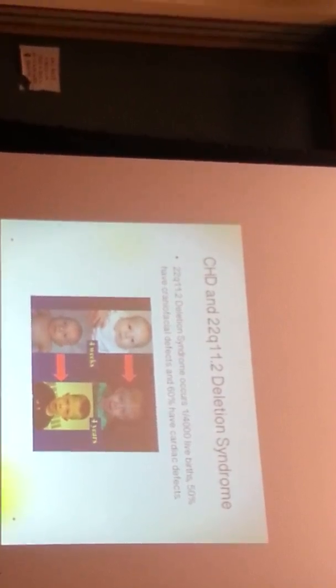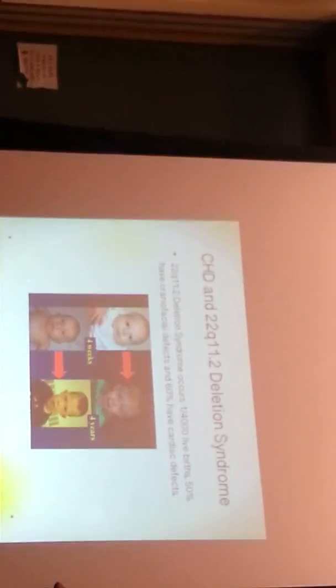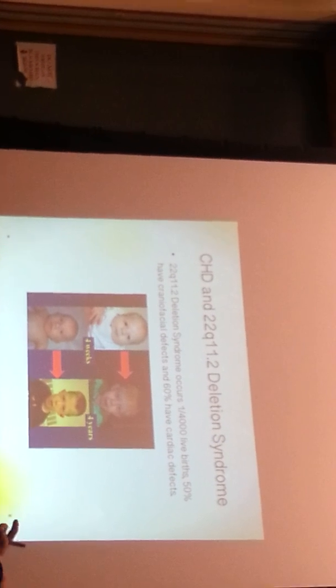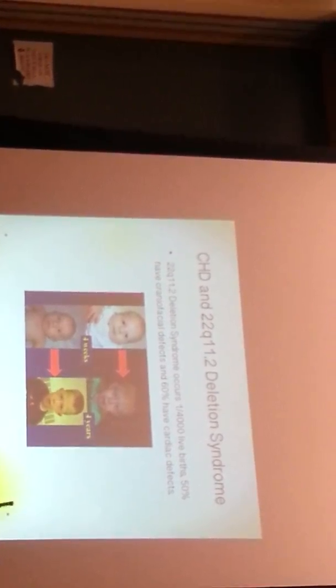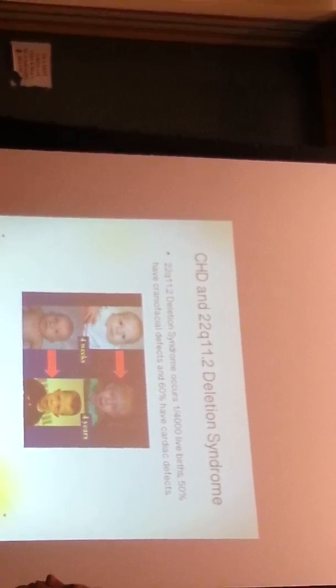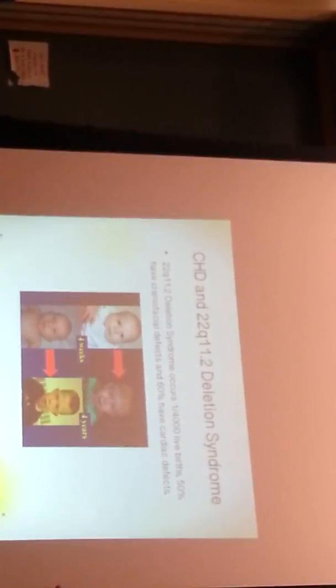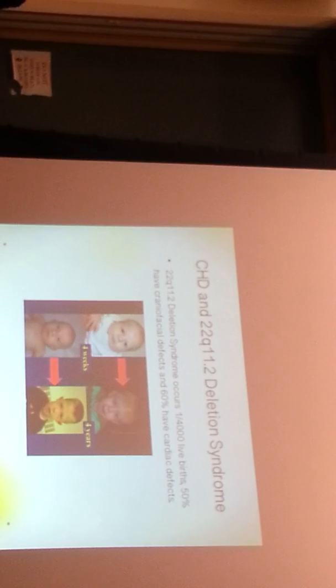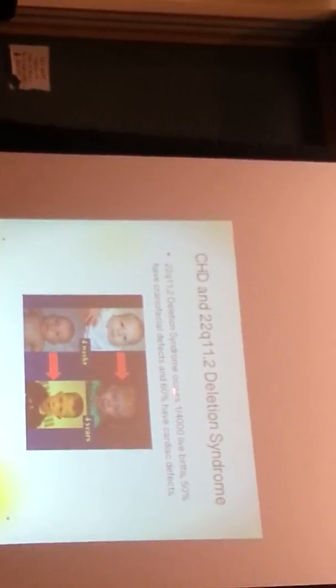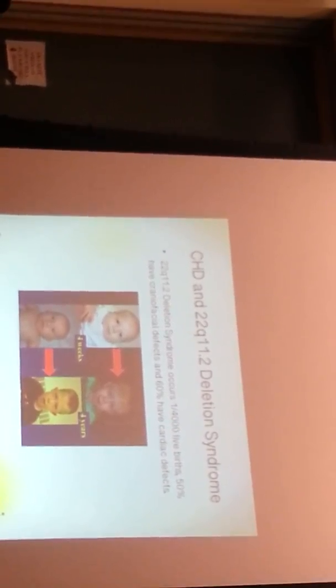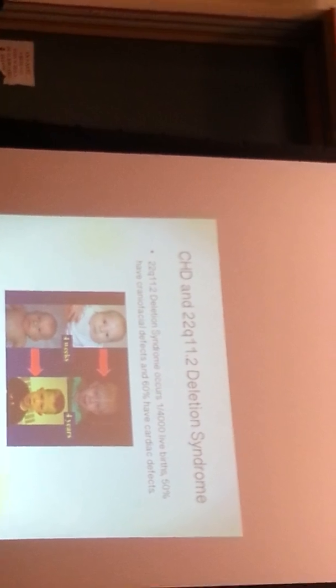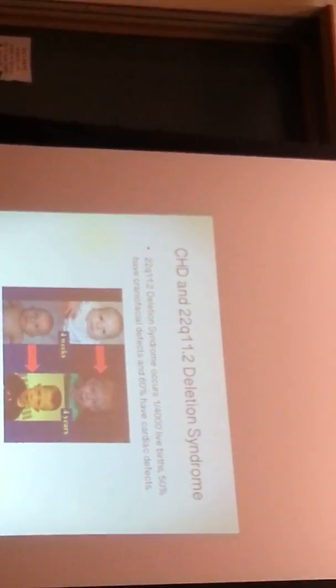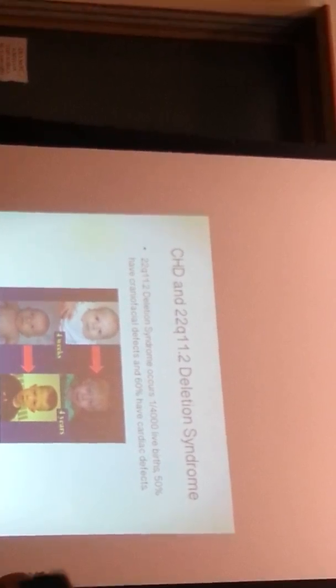So these patients are hemizygous for the genes that are in the deleted region, because they have only one copy, from the mother or father, that is functional, and the other one doesn't exist. This syndrome occurs in 1 in 4,000 live births. 50% of them have craniofacial defects. As you can see here, these are 2 kids at 4 weeks old, and here is 4 years old.